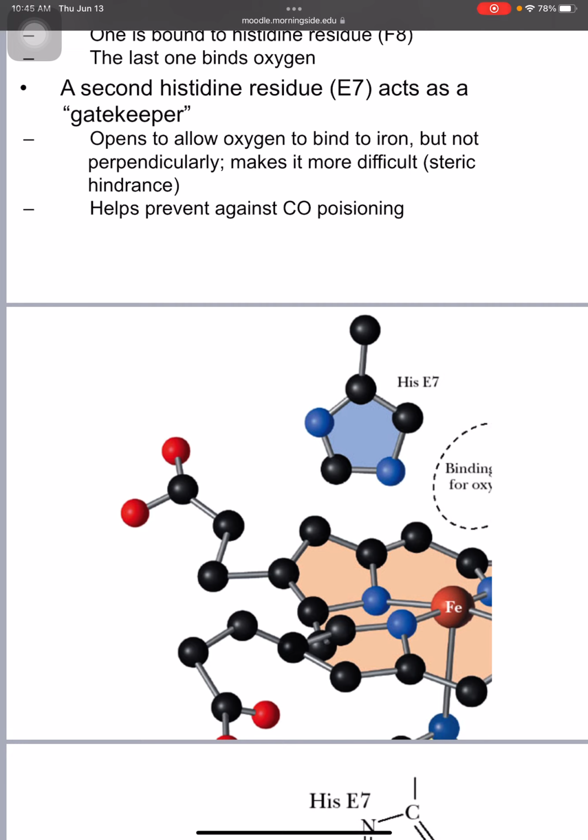It's called histidine E7. It's on the alpha helix E, residue number 7. It's not actually binding to iron or the heme group in any way, but it's there. It's a presence. It's sort of hanging close by in 3-dimensional space, and this is important. It acts as what we call a gatekeeper. All right? We've talked many times in the past in organic chemistry, and a little bit in here, about steric hindrance, right? Crowding.